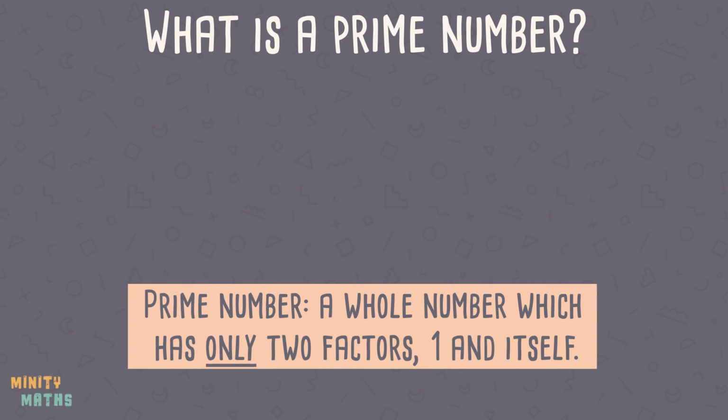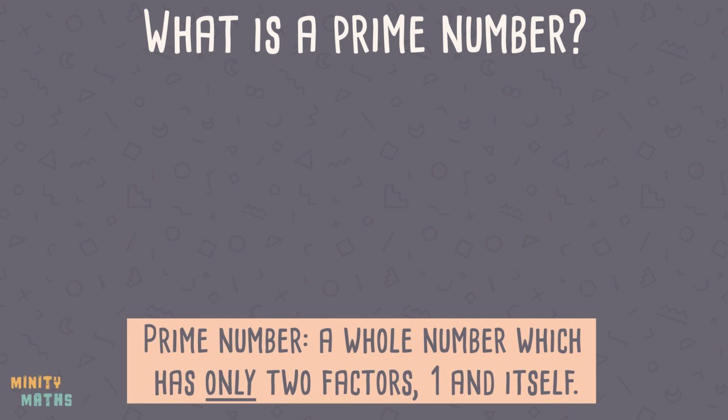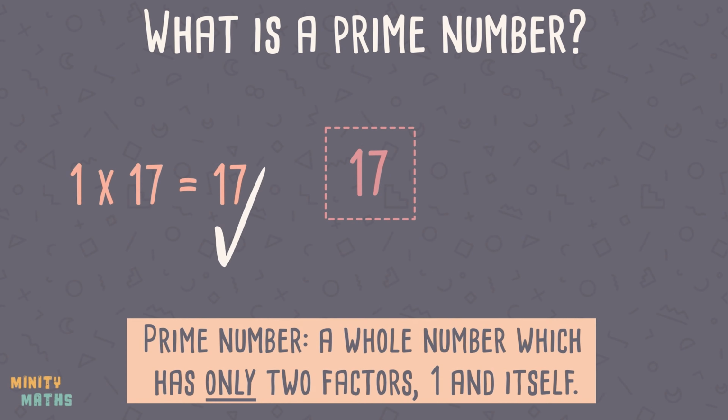Let's look at an example of a prime number. 17 is a prime number because we cannot multiply any other numbers together to make 17, except 1 times 17.